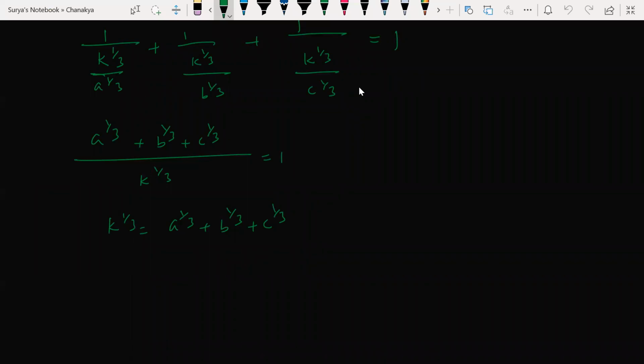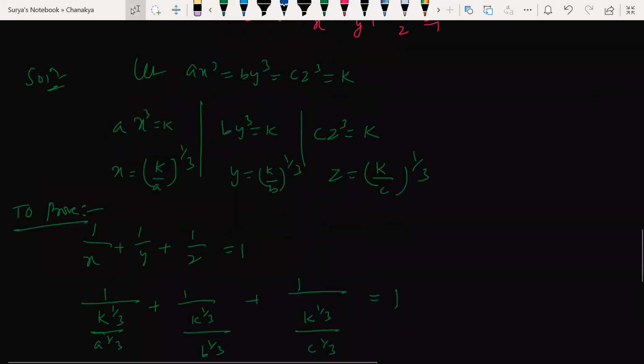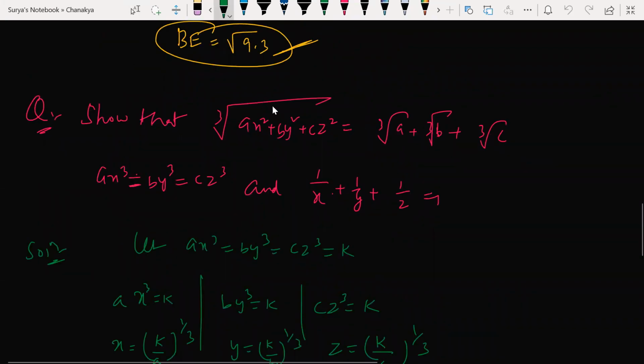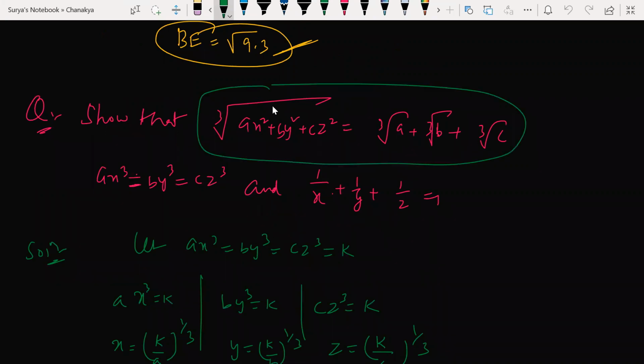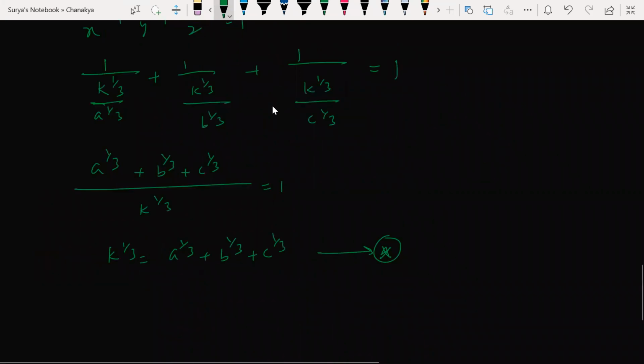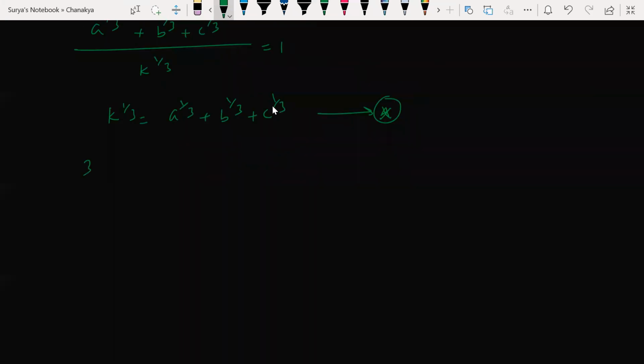Yes, sir. Let us mark this as star equation. And what has been given? The cube root of this one is given to you. Let us write that. Cube root of ax square plus by square plus cz square is equal to the cube root of a to the power of 1 by 3.